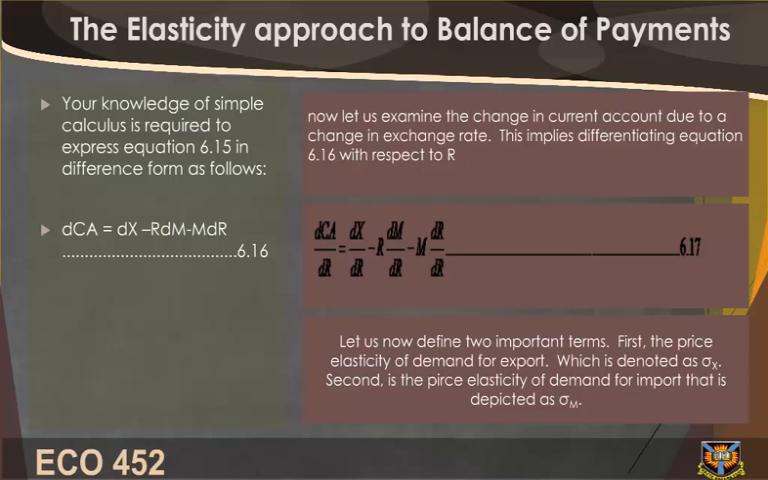Now, let us examine the change in current account due to a change in exchange rate. This implies differentiating equation 6.16 with respect to R. Let us now define two important terms. First, the price elasticity of demand for export, which is denoted as ηx. Second is the price elasticity of demand for import, which is depicted as ηm.